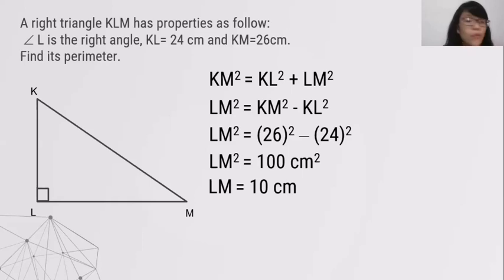But it is actually to find the perimeter. So what is the perimeter of this KLM? We just need to add 24 centimeter plus 26 centimeters plus 10 centimeters. So the perimeter of this triangle KLM is 60 centimeter. Yeah, sorry, I didn't figure out the perimeter earlier.